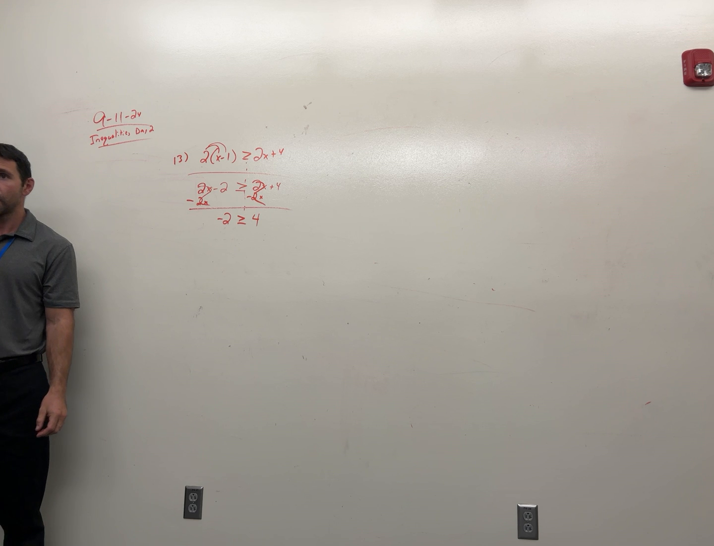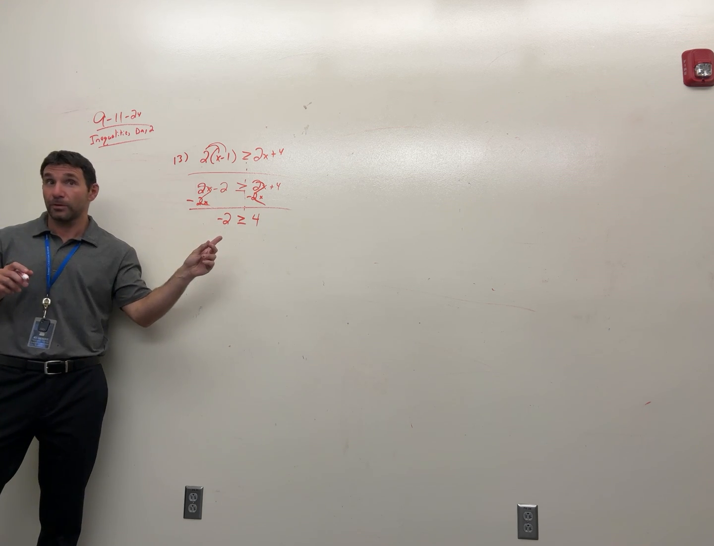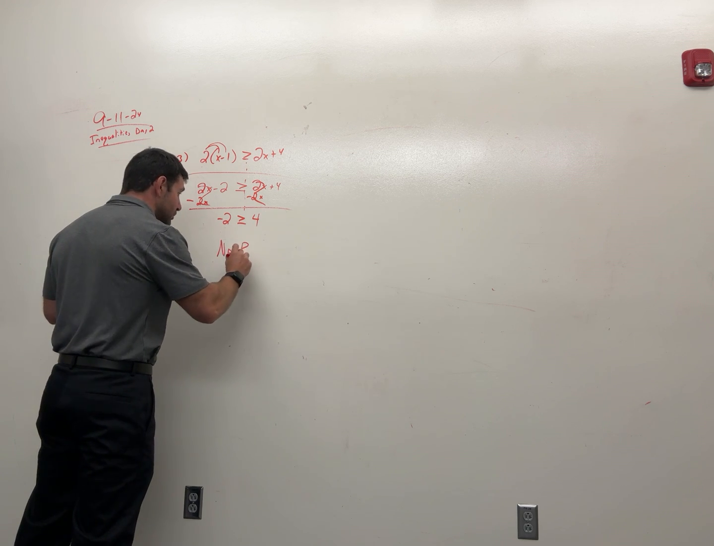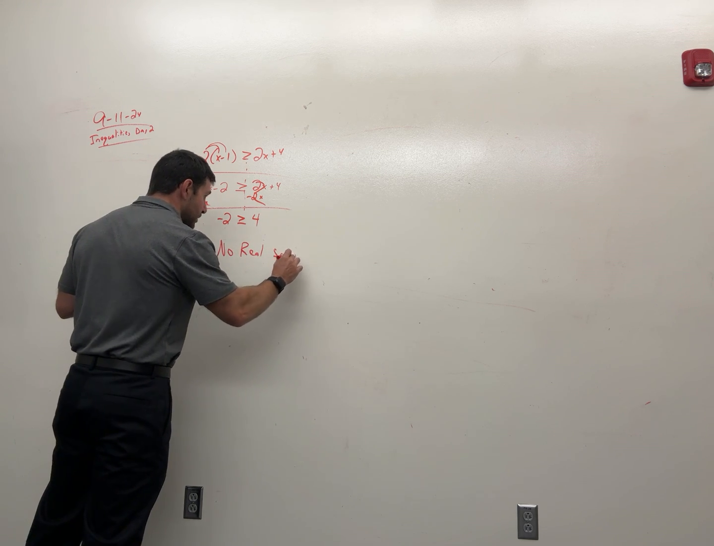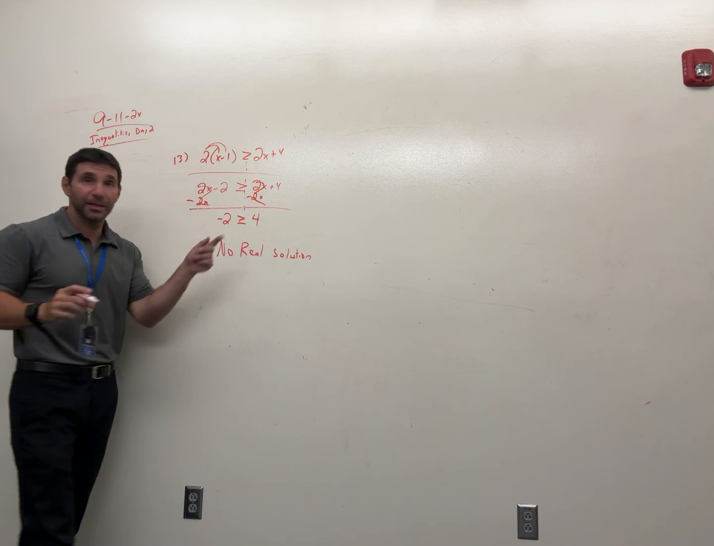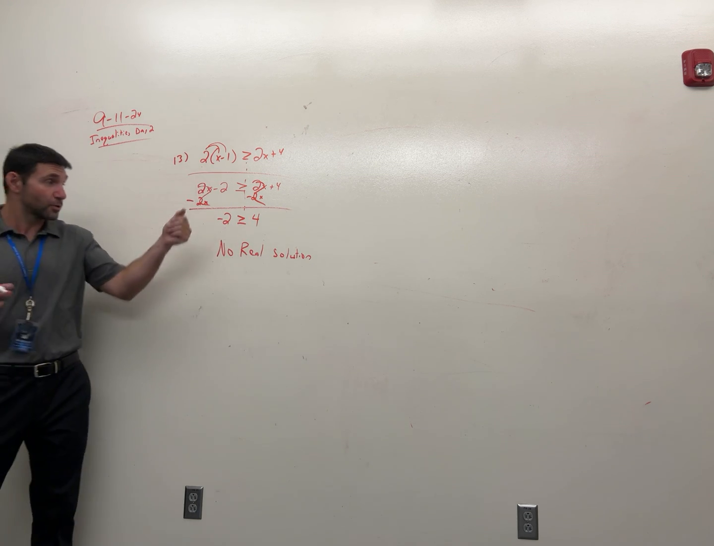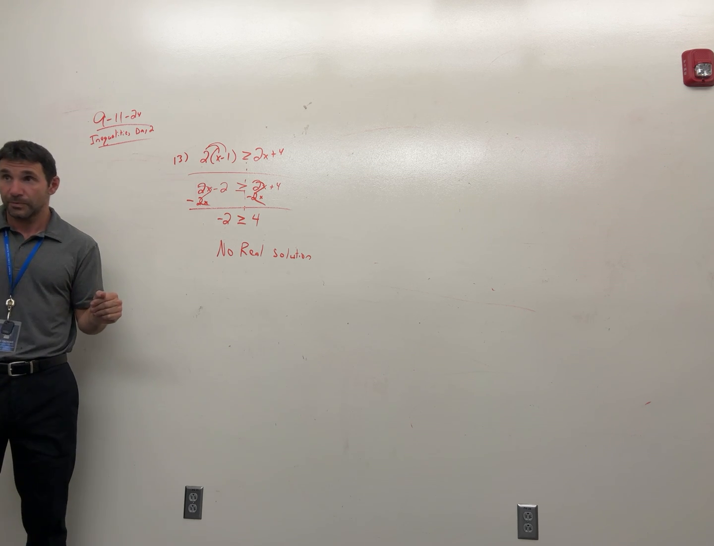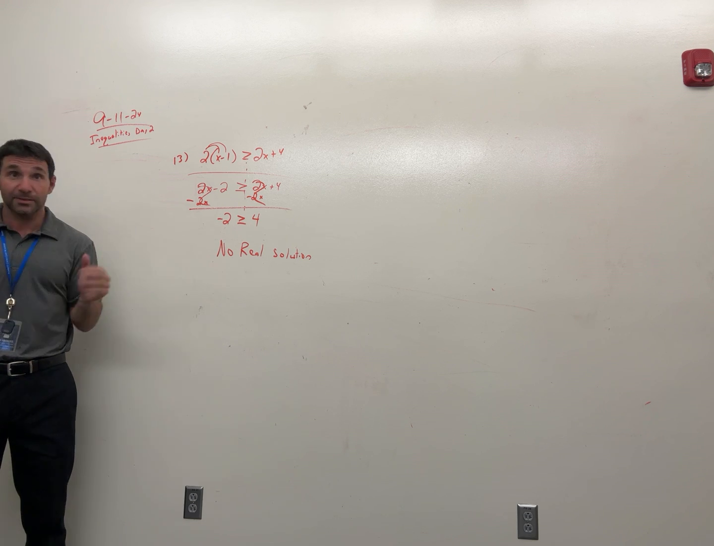Listen to that again. -2 is greater than or equal to 4. Is that a true statement? Is negative 2 bigger than 4? No, negative 2 is not greater than 4. This is not a true statement. Therefore, there is no real solution. If it gets you a number that does not work, that's not true. So there's no real solution. It's what's considered a null set. There's no answer. Does that make sense for 13?